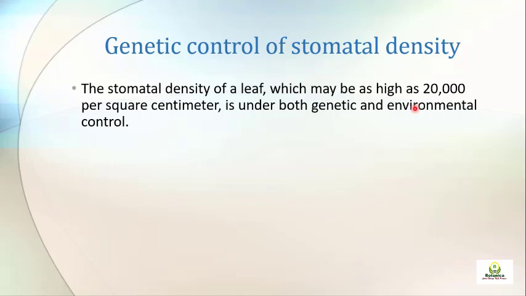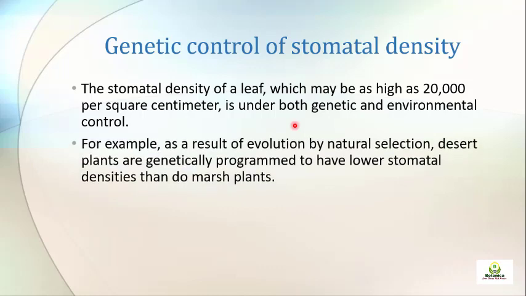So the stomatal number or the stomatal density is controlled genetically, but it is modified according to the environmental conditions. For example, as a result of evolution by natural selection, desert plants are genetically programmed to have lower stomatal densities than marsh plants. So we can say that this particular characteristic is genetically controlled.